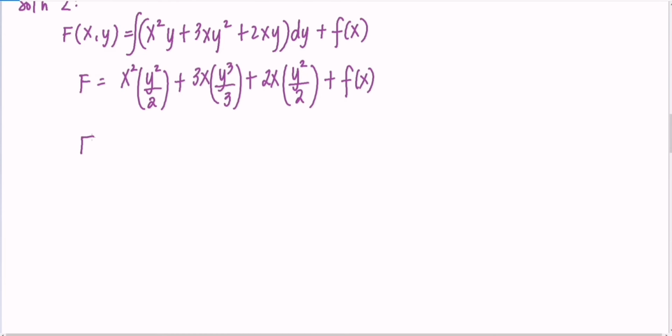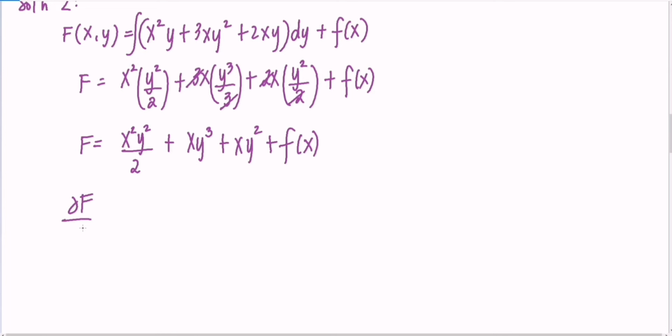Okay. So, i-simplify lang natin. So, x squared y squared over 2. Ayan, plus, to cancel, oh. 3, 3, ayan. So, ang matitira, xy cubed. Ito cancel din. So, ang matitira, xy squared plus f of x. So, after integral, derivative naman, no? So, kanina, integral ng y. So, ngayon, partial derivative naman in terms naman of x.